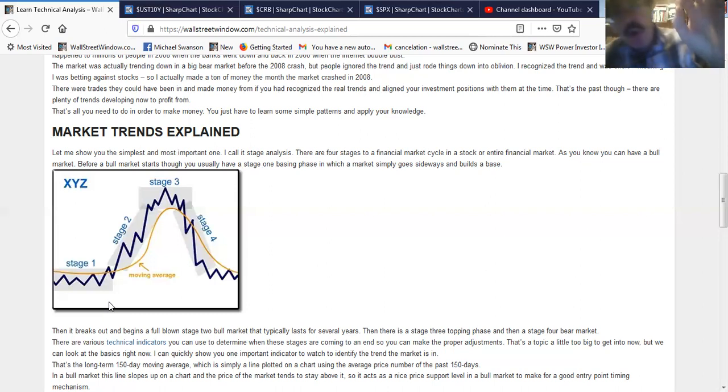The problem is, once the stage 3 top tips over into a new bear market, or begins to, all these speculative plays blow up. And a lot of the people that get caught up playing these things are new to the market. They don't really understand what's going on. They think this is normal and it isn't. Then they wipe out.